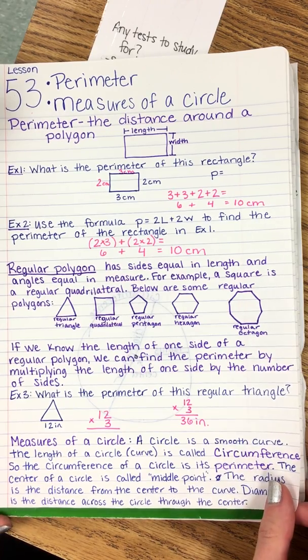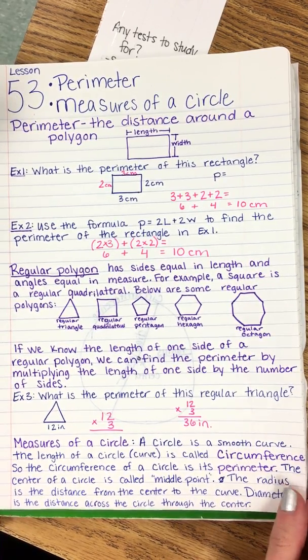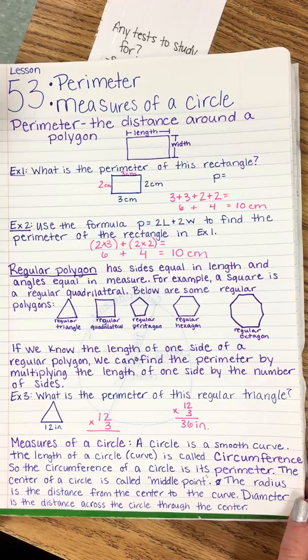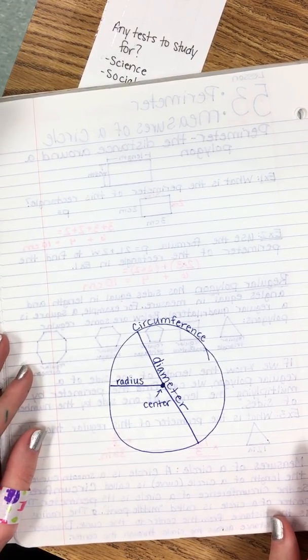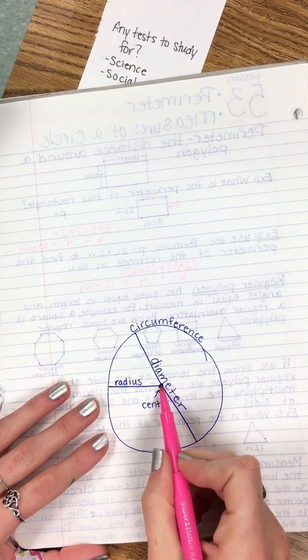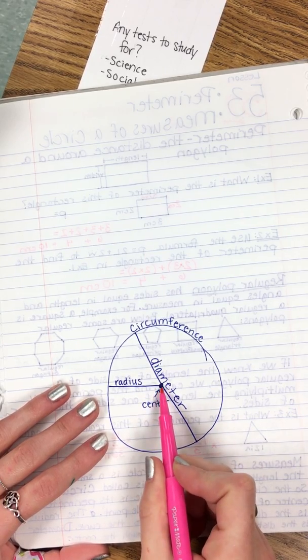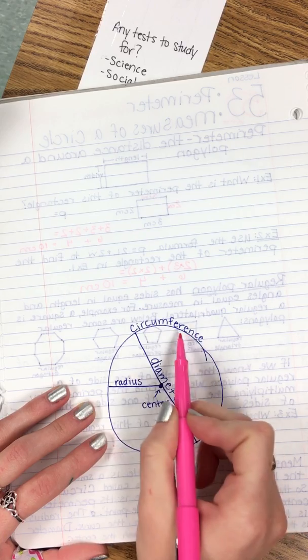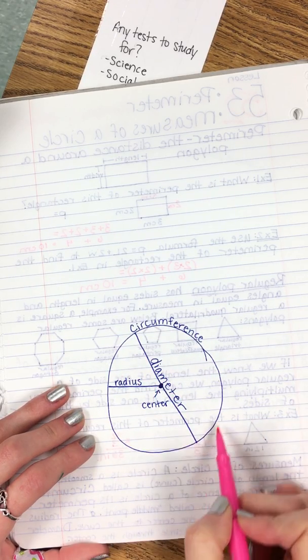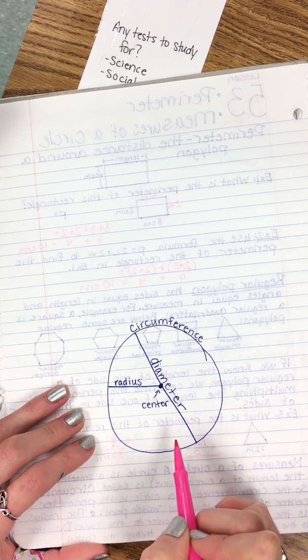If you have room for this picture on the same page, you need to draw it on the same page, and if you don't, then you need to draw on the back like mine. So let me show you this drawing of the circle. So draw yourself a circle, make the middle point and label that center. Then on the outside edge, draw circumference, because the circumference is the length of the entire outside edge.